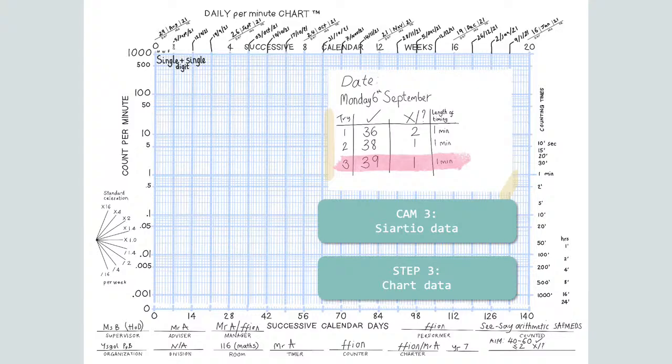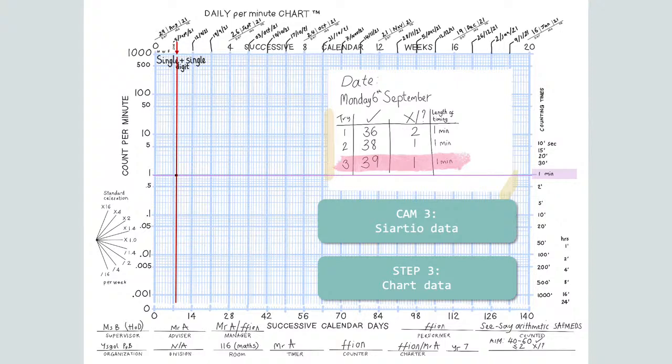To plot this data, the first thing that you'll need to do is find the date 6th of September along the top and follow that line down. Then, take a look at the section labelled Counting Times on the right and find 1 minute as it was a 1 minute timing. Where the date and the counting time intersect, you'll want to draw a small horizontal line. This is to denote what is referred to as the timing bar. This lets people know how long the time trial lasted.